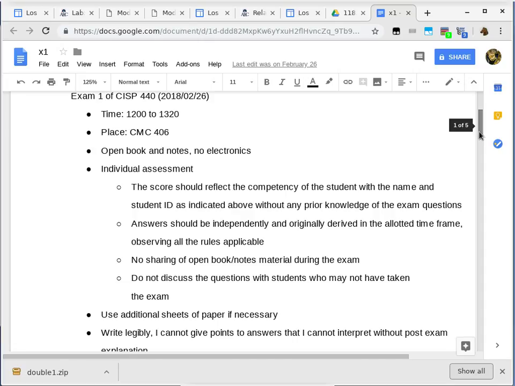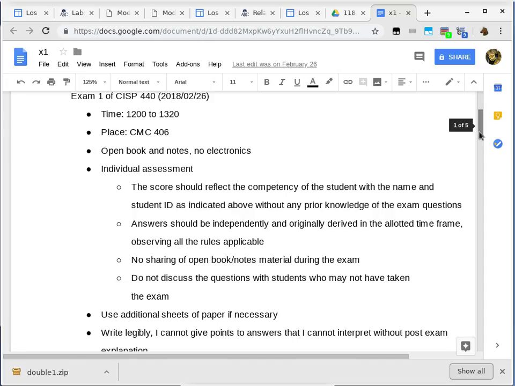Do not discuss the questions with students who may not have taken the exam. If you do not know whether the other person has taken the exam, don't tell that person anything about the exam after the exam. Okay? Any questions about the individual assessment part?